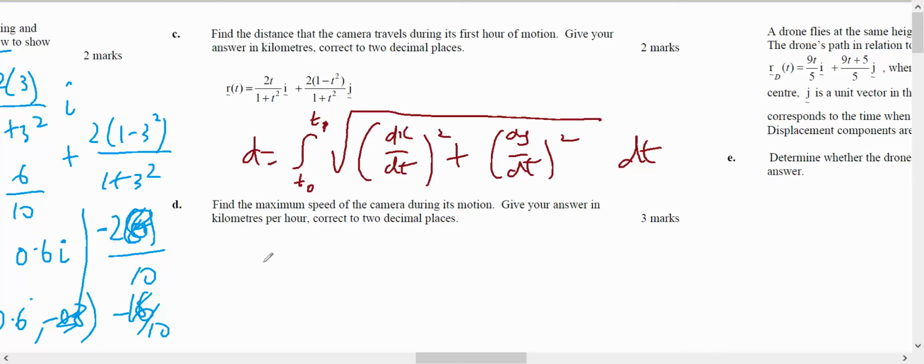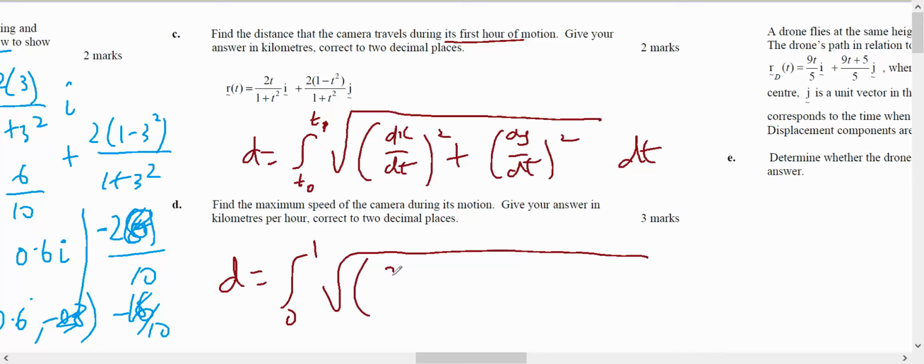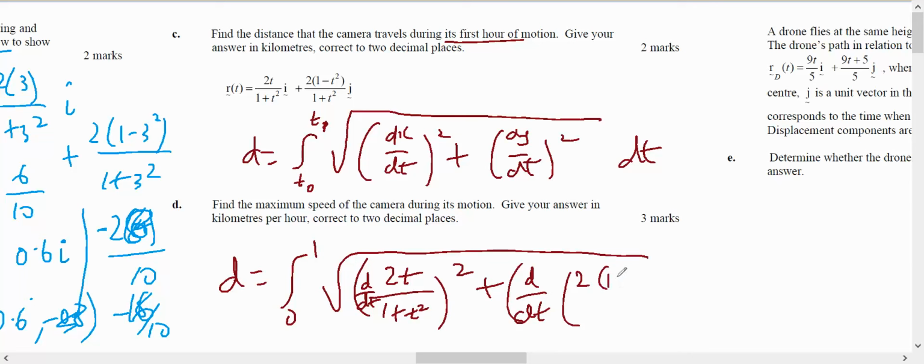So in this particular case, the distance will equal the integral from 0 to 1, because we're doing it for the first hour, of the square root of d/dt of 2t on top of 1 plus t squared, all squared, plus d/dt of 2, 1 minus t squared on top of 1 plus t squared, squared, dt. Now that's just putting it into the calculator.